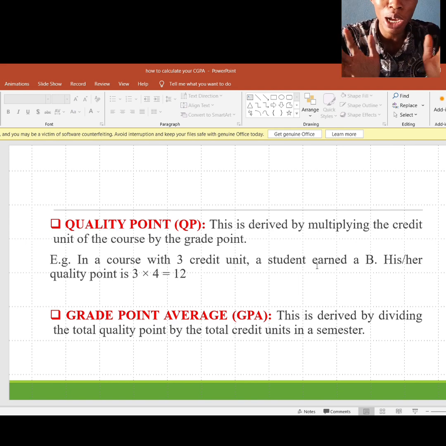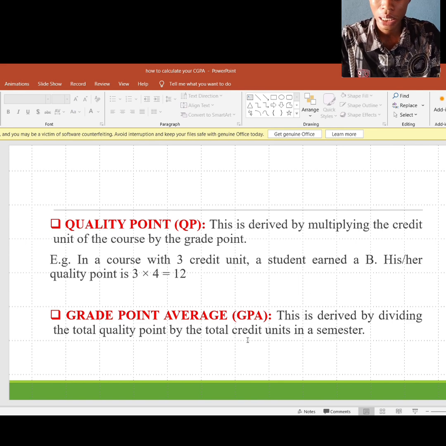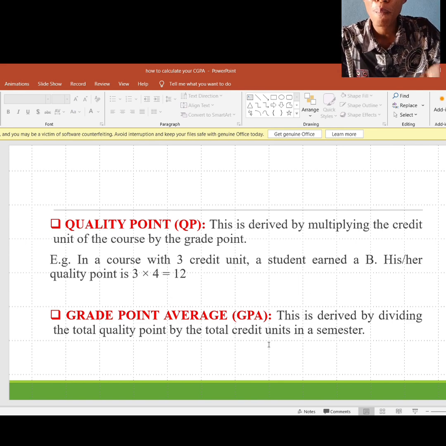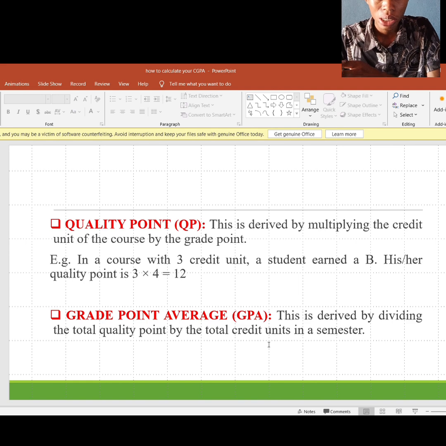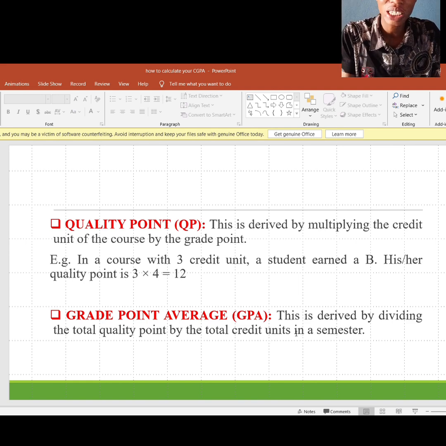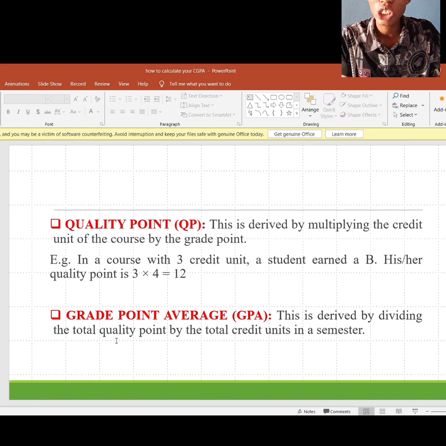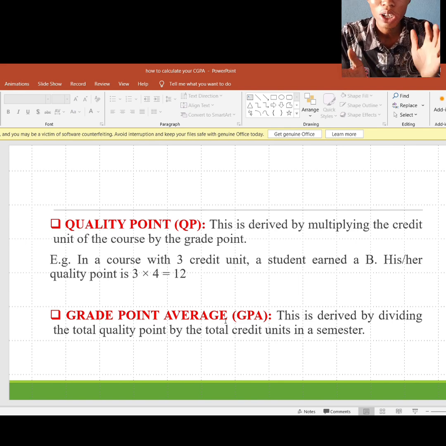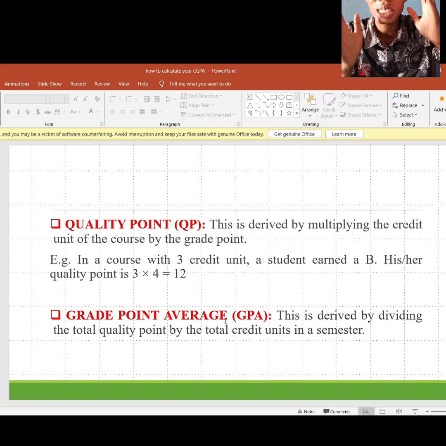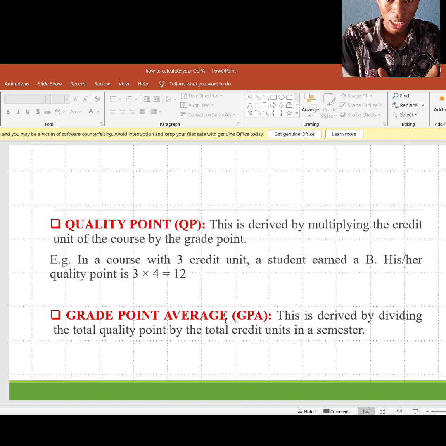We're almost done with CGPA calculation. The next thing is grade point average, which is GPA. We have GPA and we have CGPA. Grade point average is derived by dividing the total quality points by the total credit units in a semester. You already know how to calculate quality points, right? Good. Grade point average is for a semester.